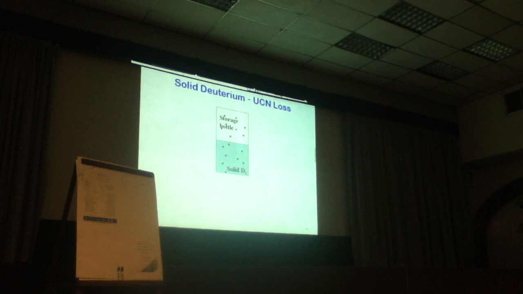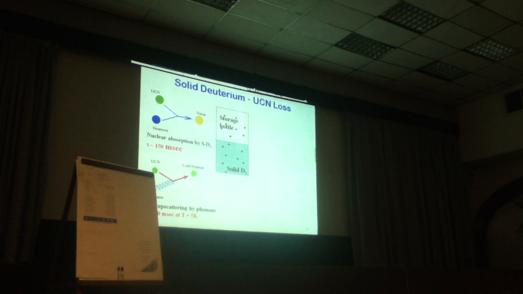both sides. However, the best things can happen inside a solid deuterium source is that one, this ultra-cold neutron will be absorbed by a deuteron, which has a finite nuclear absorption cross section. So it only takes 150 milliseconds for it to get absorbed and lost. Another mechanism is the up-scattering I told you about. The ultra-cold neutron actually meets a phonon with finite energy and then gets up-scattered into a cold neutron, which can no longer be trapped in the material bottle.